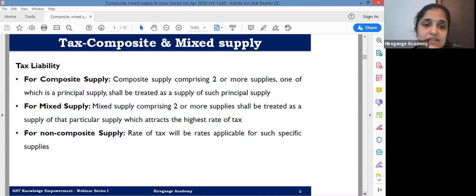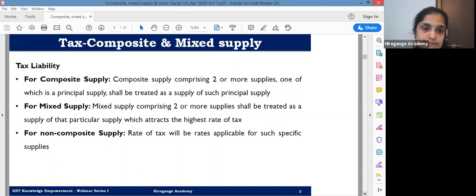Keep in mind, even though a breakup is given, it does not mean that each of these separate breakup items are separate supplies. It would still continue to be a composite supply, very much to be taxed based on the predominating supply, which is that of the machine. Here you may say, then does it mean that if I have a single price, will that be an indication or a proof that it is a composite supply?